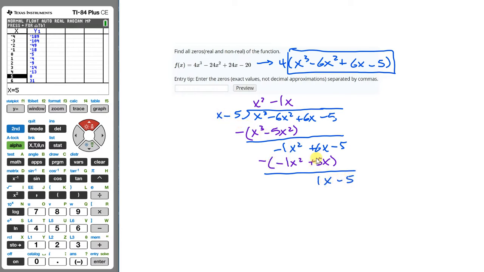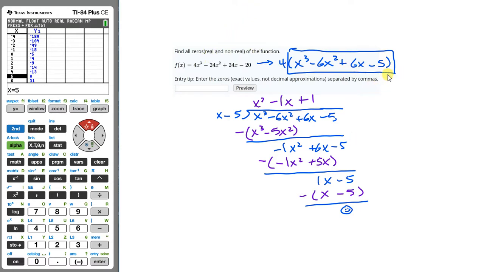And so how do I make an x look like an x? I need to multiply by a positive 1. 1 times x is x. 1 times negative 5 is negative 5. Subtract. And we see that we do indeed get a remainder 0, which we better get. Otherwise, we didn't really have a factor. Okay, that's supposed to be a smiley face because we got a 0. So therefore, this polynomial can be written.